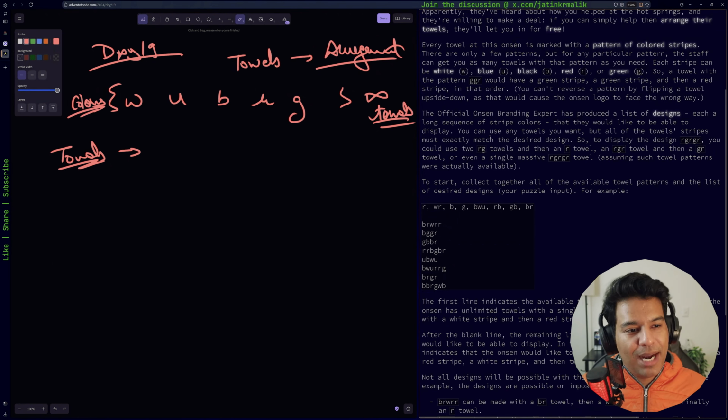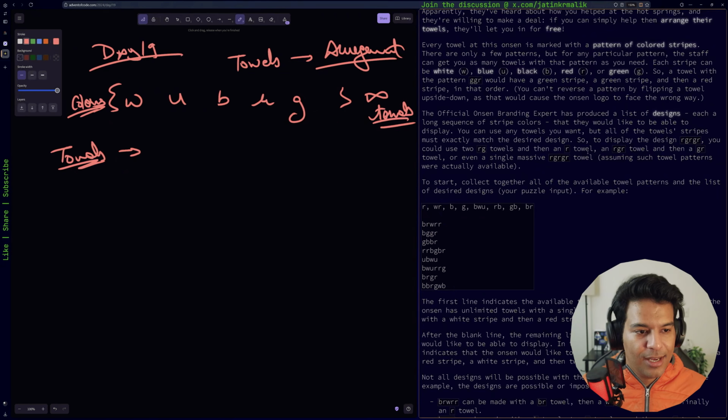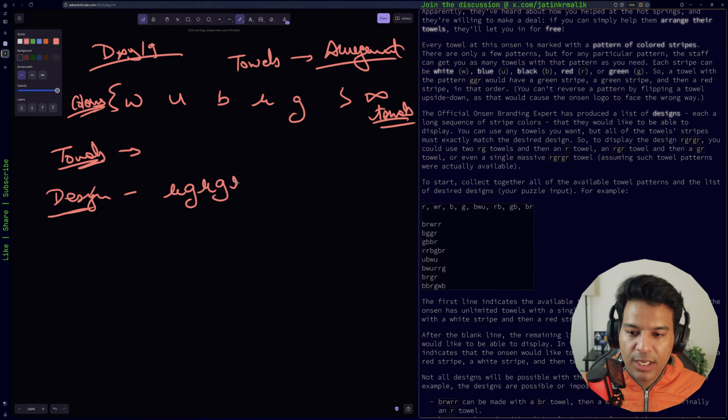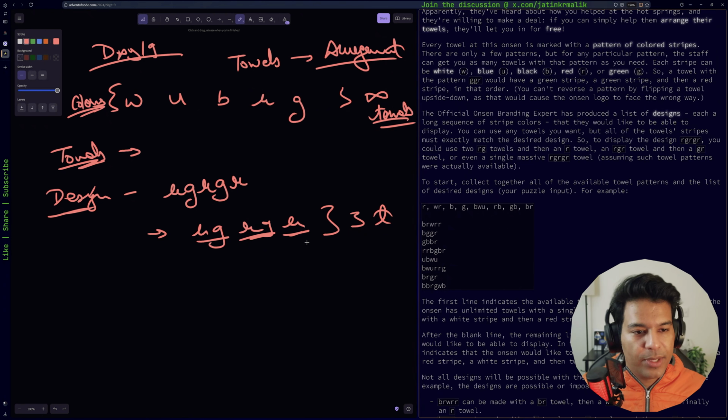The official onsen branding expert has produced a list of designs, each a long sequence of stripe colors that they would like to be able to display. You can use any towels you want, but all the towel stripes must exactly match the desired design. So to display a design, let's say in this example, it says RGRGR. There are multiple ways, and one of the solutions is we can use two RG towels and one R towel. So basically this uses three towels.